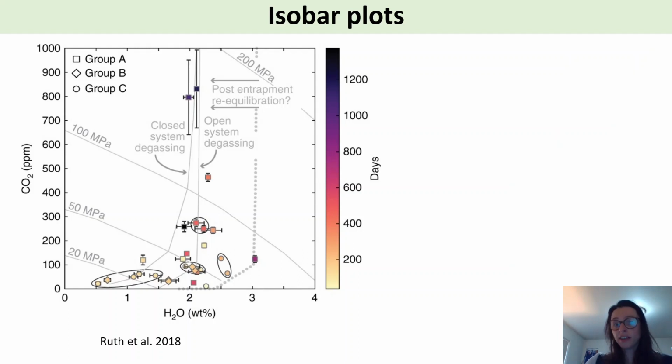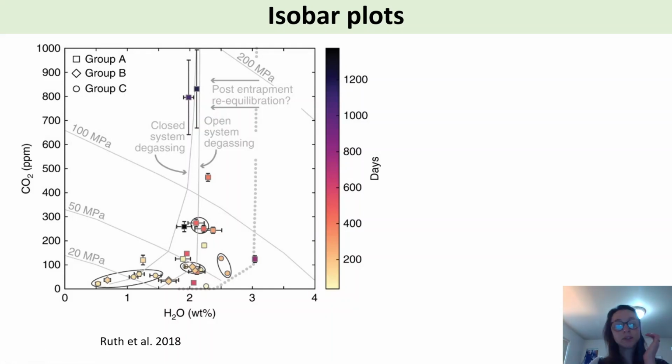Okay, so the other thing you did in that tutorial was calculate an isobar plot. If we just remind ourselves, an isobar plot basically shows the amount of CO2 and water that can dissolve at a given pressure, a given temperature, and a given melt composition as you are changing the fluid composition. So starting with a pure CO2 fluid, progressively increasing the amount of water in the fluid down to the right-hand side until you end up with a pure water fluid.